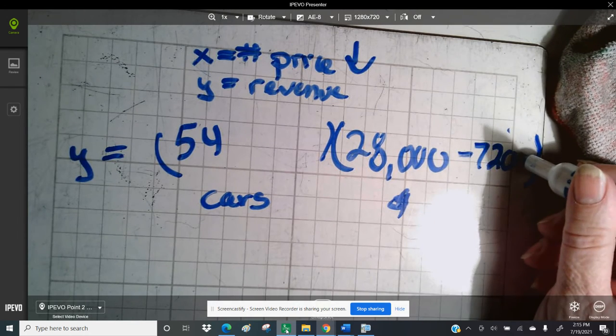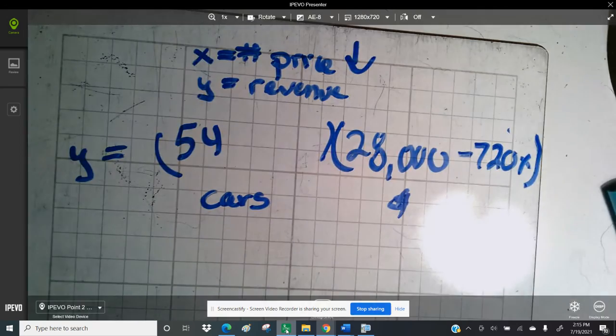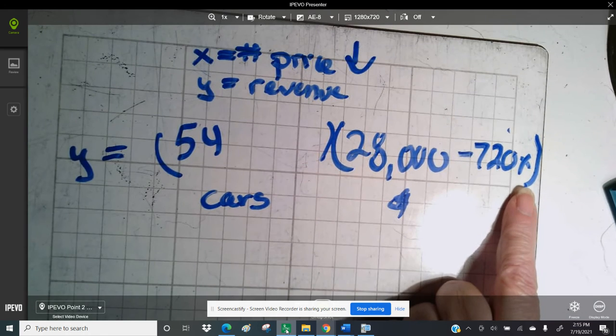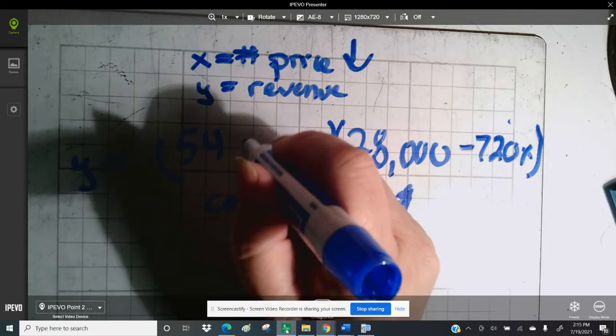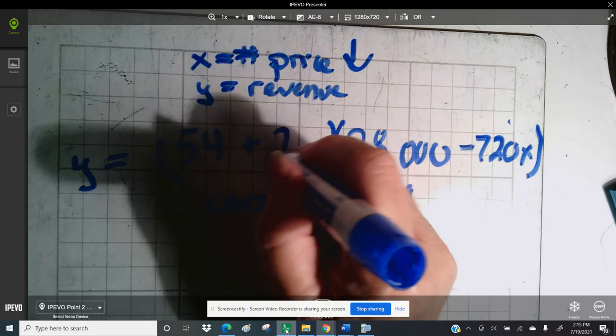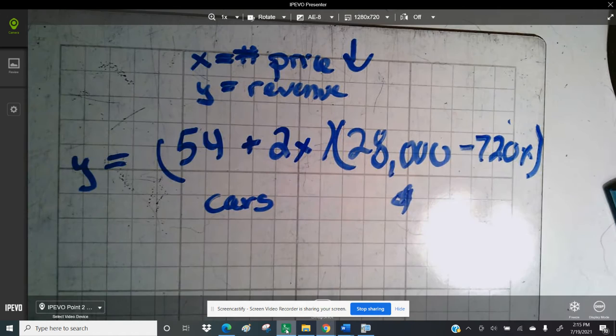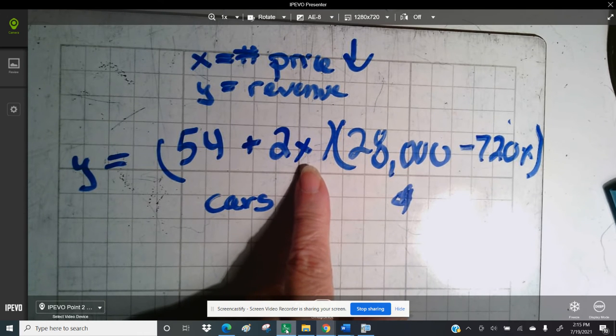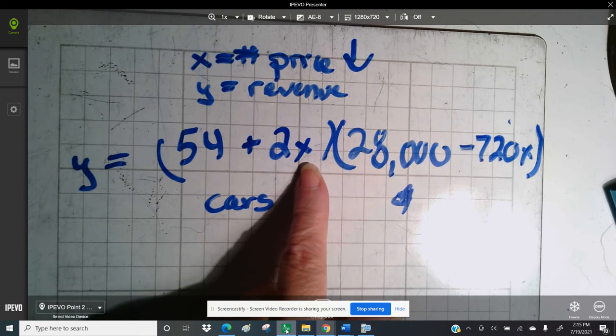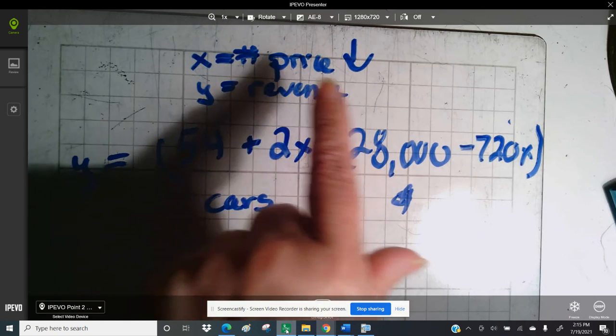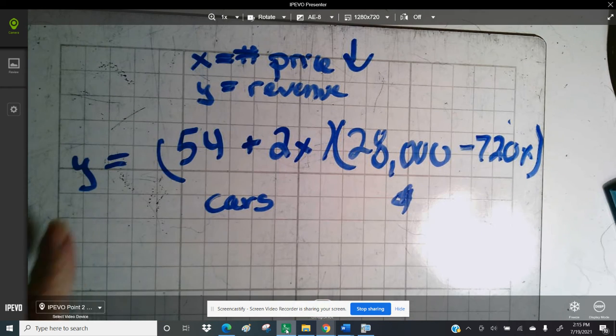But we don't know how many times they're going to drop their price. Maybe they're going to drop it once, twice, 3 times. We don't know that, so we're going to have to put an X there. And every time they do that, they're going to sell 2 more cars. They might sell 2 more, 4 more, or 6 more cars. We don't know because that is our variable: how many times are they going to drop their price? So now we have an equation that we can put into our calculator.